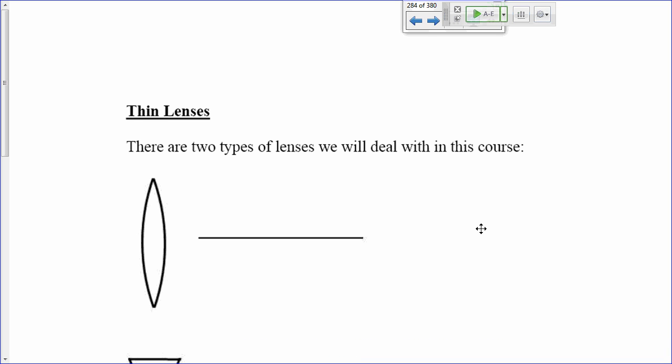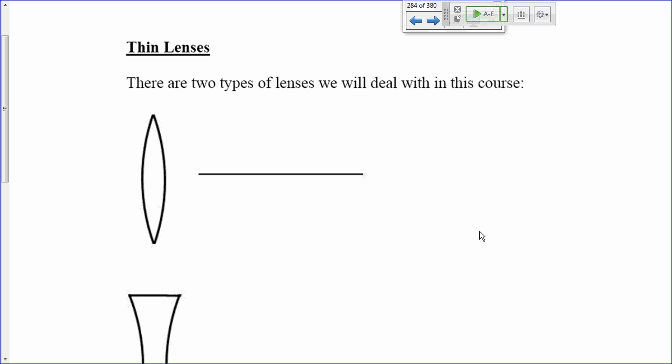All right, so we're going to see two types of lenses. I'm going to move on to thin lenses. Lenses are a lot similar to mirrors. We're going to deal with two types of lenses. This first one's called a convex lens. This is also called a converging lens, so I'll call it convex just to be confusing.